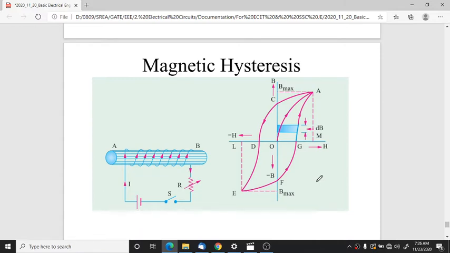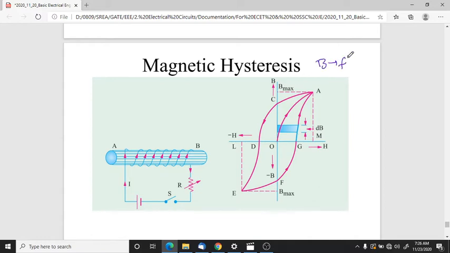After that, if two coils are connected in series, what is the value of the combined inductance, and if two coils are connected in parallel, what are the equations for inductance. All these topics we saw in the last session. Now we will see magnetic hysteresis. What is magnetic hysteresis? You know the one already we have seen.